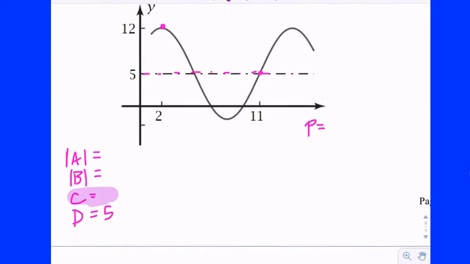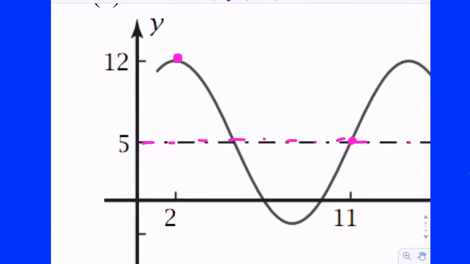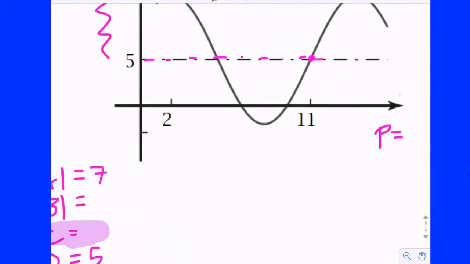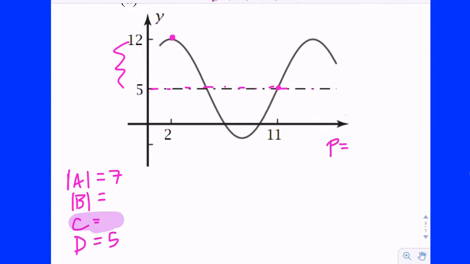So let's see if we can figure out the A value now. Once you know the D value, the A value is the distance from the sinusoidal axis to either the high or the low. Well, I have it labeled here, right? How far is it from 5 to 12? 7. So that should be your A value. So that's the low. What's the low point then if you wanted to finish labeling it? -2. 5 minus 7 is -2.